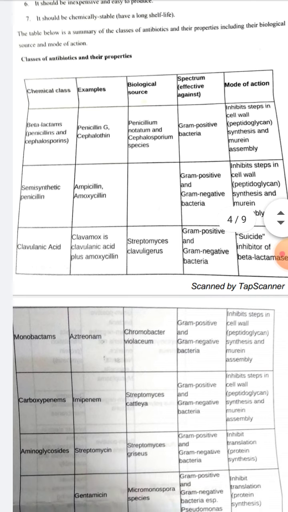Next we have semi-synthetic penicillin. It has a broad spectrum of antibacterial activity, for example ampicillin and amoxicillin. The source is not mentioned. It is effective against gram positive and gram negative bacteria. It inhibits cell wall synthesis again, that is murein assembly, and then peptidoglycan.